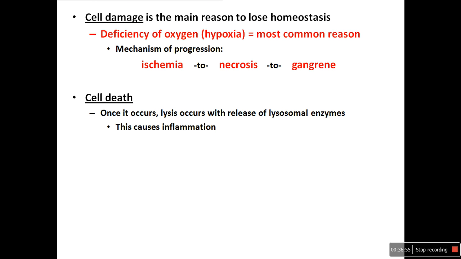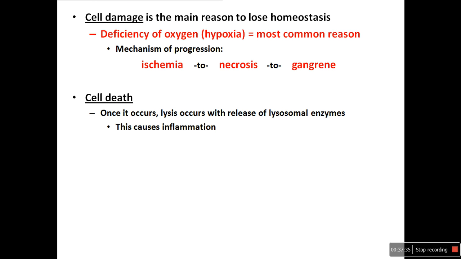Gangrene is the death of tissue, or gangrene toxins, within a specific part of the body. These are the diseases that may be produced by deficiency of oxygen, or hypoxia: ischemia, necrosis, and gangrene. Ischemia can lead to necrosis, and necrosis can lead you to gangrene.